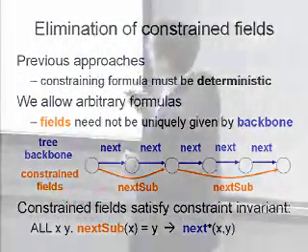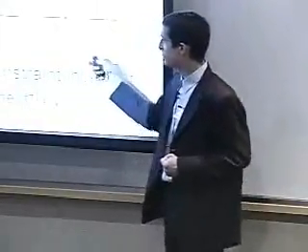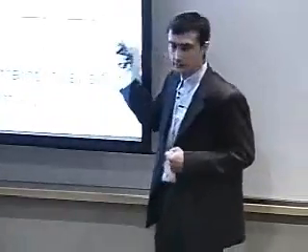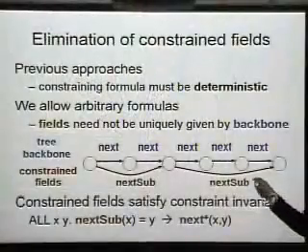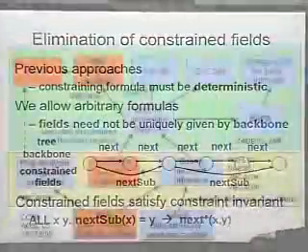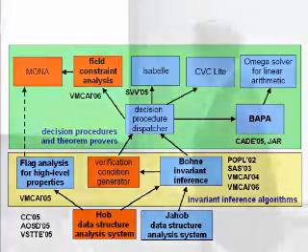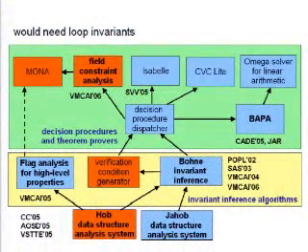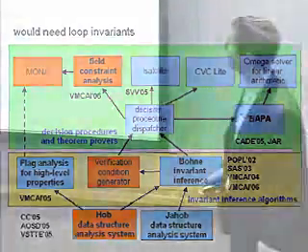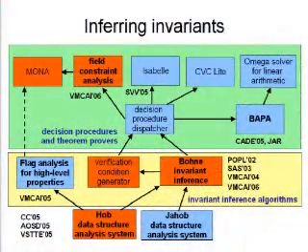And so this is one of the differences with previous approaches. You could also get completeness, but the approach was only applicable if the constraint fields were uniquely given by the other fields. So you couldn't write some arbitrary formula here, where here in principle you could write even true if you wanted to. And so this is the description of what you would do if you had only a verification condition generator and some decision procedure. But as I mentioned, you would like to infer these loop invariants so you don't have to write them manually.